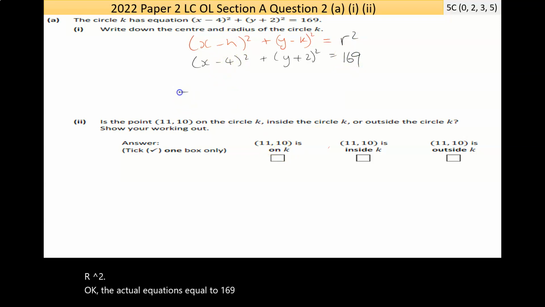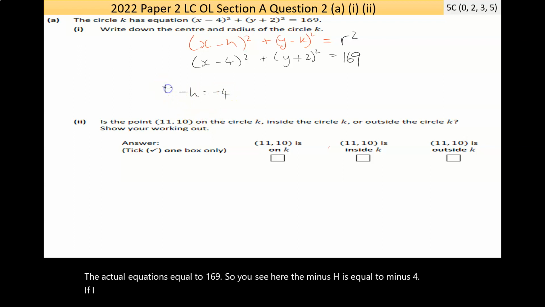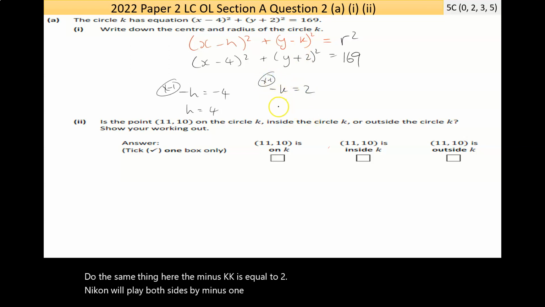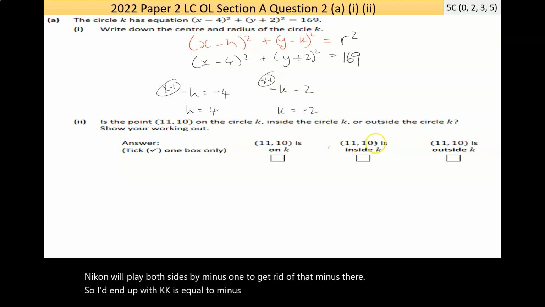So you see here the minus h is equal to minus 4. If I multiply both sides by negative 1, I end up with h is equal to 4. Do the same thing here. The minus k is equal to 2. Now I can multiply both sides by minus 1 to get rid of that minus. So I end up with k is equal to minus 2. So my center is (4, minus 2).